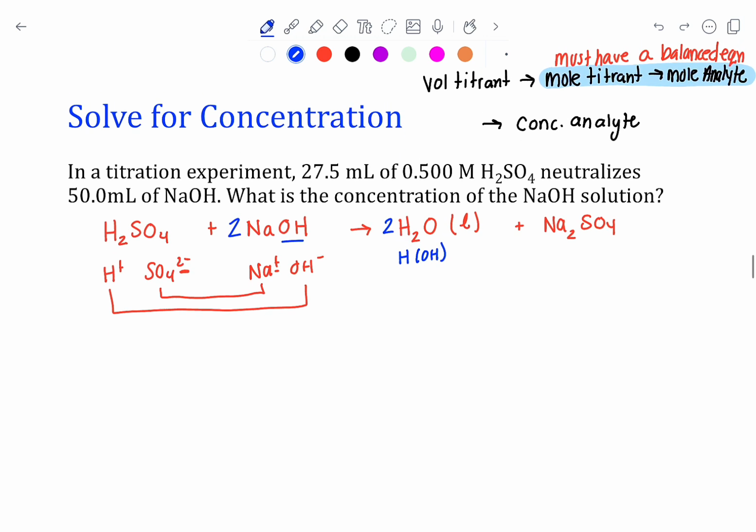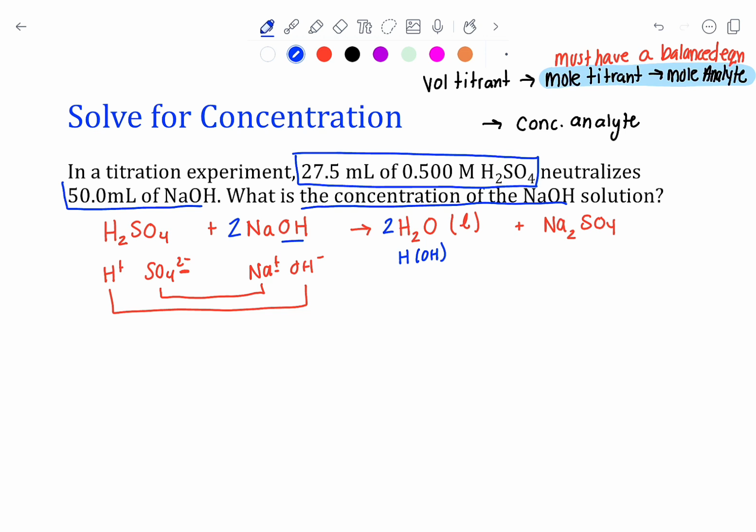So now we just follow our little guide here for what we have to do. We take our volume of our titrant and we have to convert it to moles of titrant. How do we do that? Well, we have to use our molarity. We know that H2SO4 is our titrant because we know its volume and its concentration. So that is the definition of our titrant. Our analyte has known volume, unknown concentration. So we know the volume of NaOH, but we don't know the concentration of NaOH.